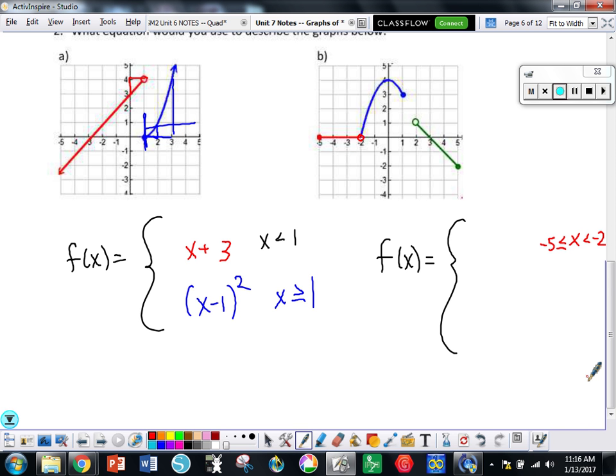If you were to extend this, where would it cross? Hold on. If you were to extend that, where would it cross the y-axis? It would be 0, right? Not x equals 0, which is why I have this analogy.